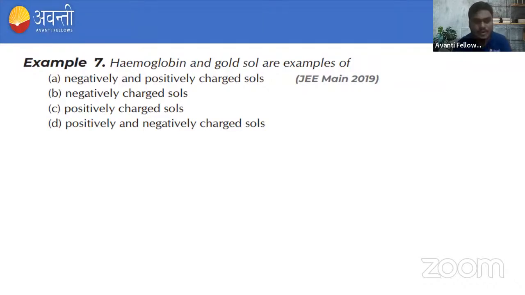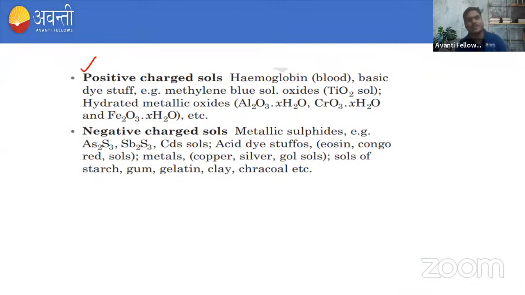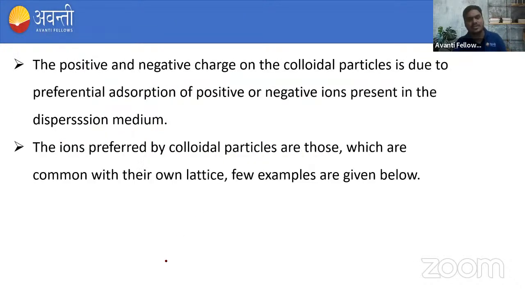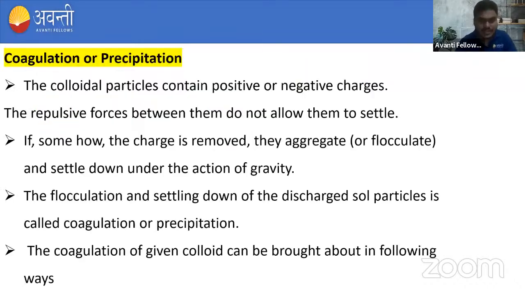अभी अभी पढ़ा था ना हेमोग्लोबिन किसका एग्जांपल था? जल्दी बताओ. अभी अभी पढ़ा था हेमोग्लोबिन आर द पॉजिटिव चार्ज सॉल्ट. देखा? while the metallic sulfides हो गया AgS2 एंड गम हो गया स्टार्च हो गया क्ले हो गया चारकोल हो गया गोल्ड सॉल हो गया. दे आर द एग्जांपल ऑफ नेगेटिव चार्ज. So क्या एग्जांपल हो जाएगा बेटा? The hemoglobin are the positively and the gold sol are the negatively so that is option number 2. Right. So option D is absolutely correct for this.